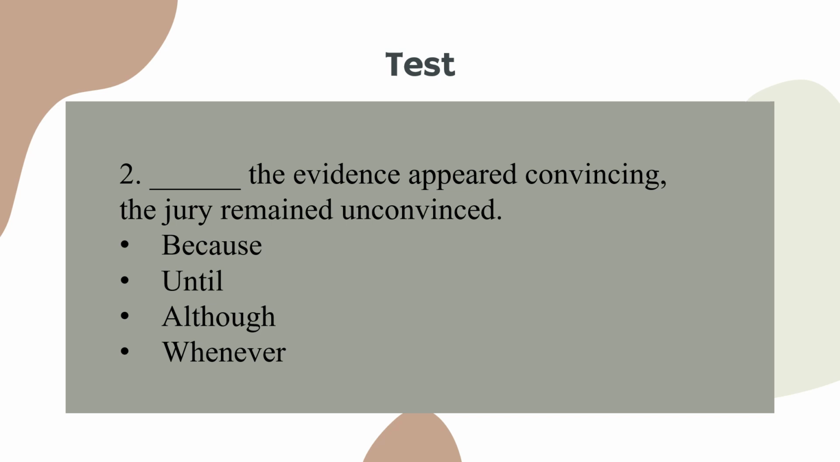Next question. Dash the evidence appeared convincing, the jury remained unconvinced. Here, the correct subordinating conjunction would be although. Although the evidence appeared convincing, the jury remained unconvinced. A contrasting image has been presented here: despite the fact the evidence appeared convincing, the jury still remained unconvinced.